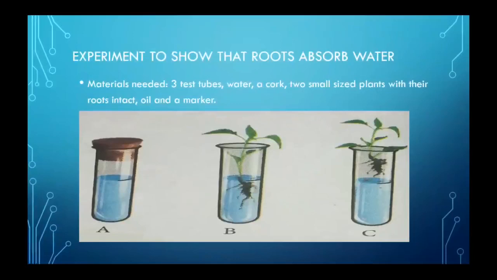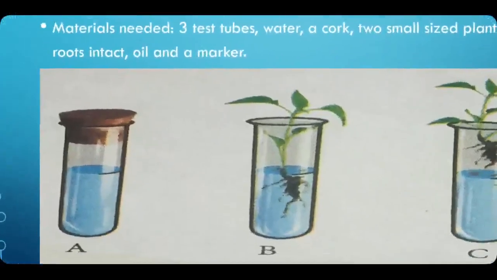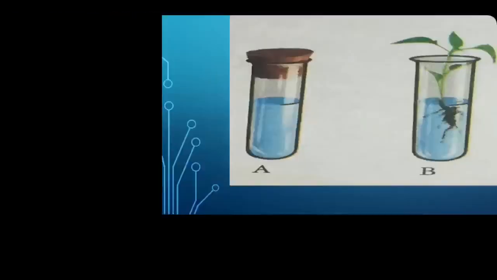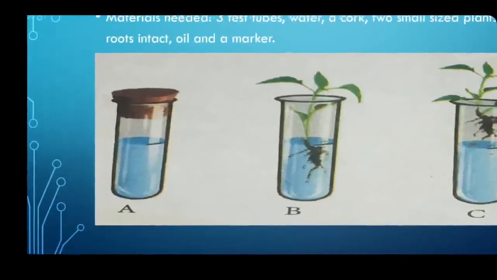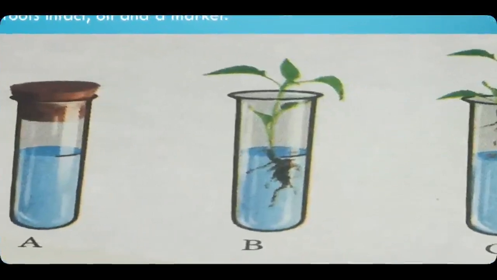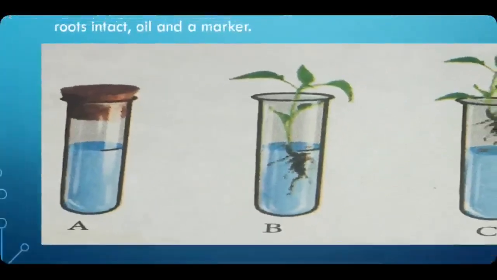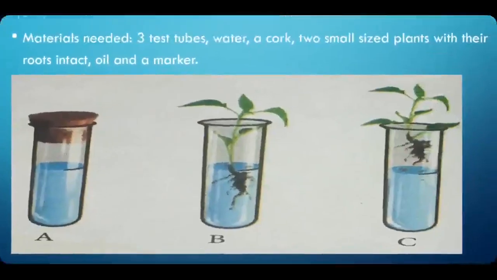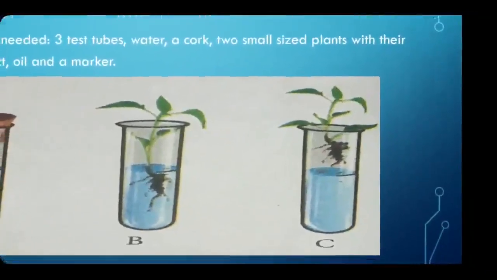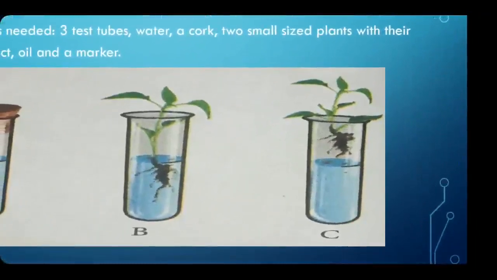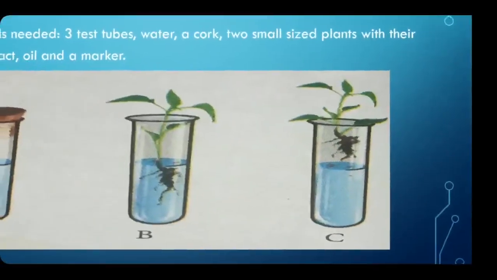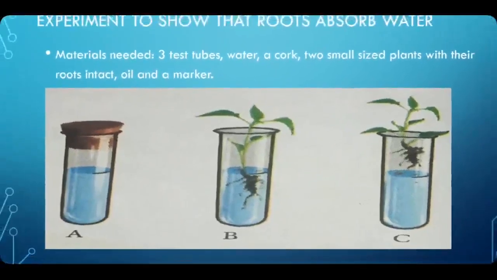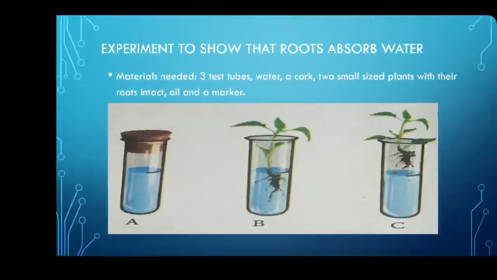In test tube A you have to keep a rubber cork so that it gets fixed into the mouth of the test tube. In test tube B, you have to keep water and a plant along with its root, so that the roots touch the surface of water. And in the third one, you have to keep a plant along with its root, but not touching the surface of water. Okay, now do you know what will happen next?